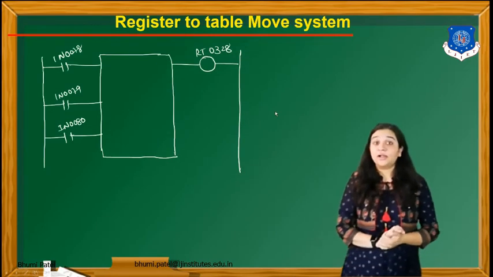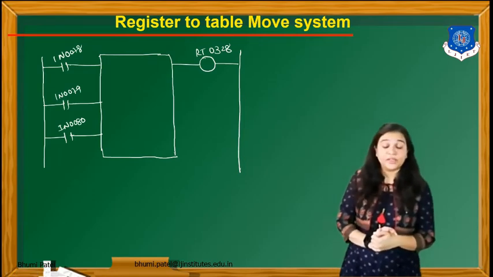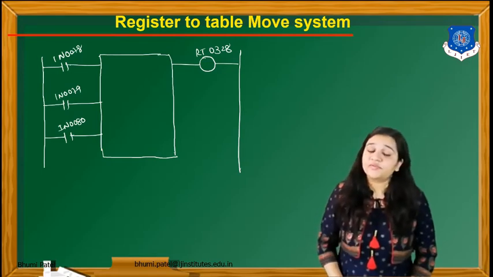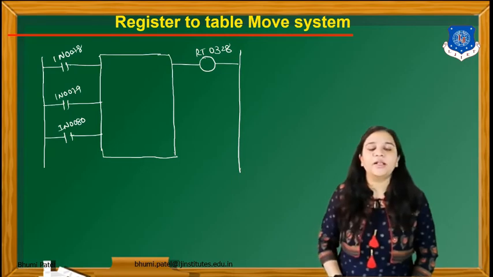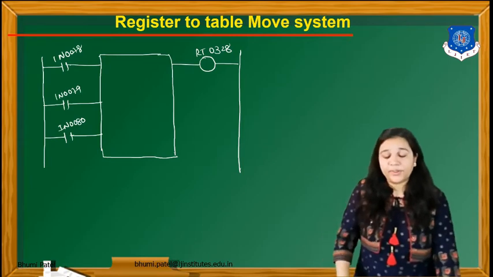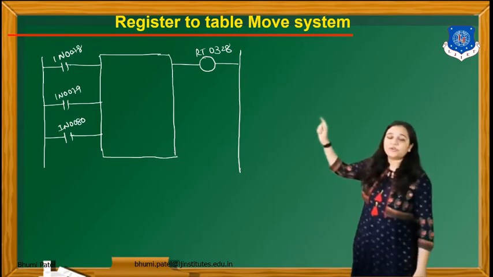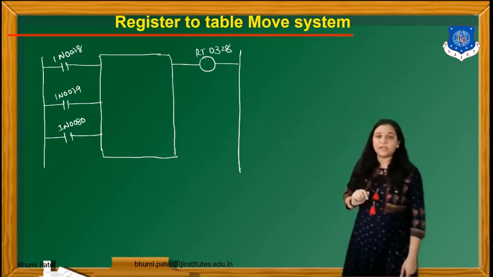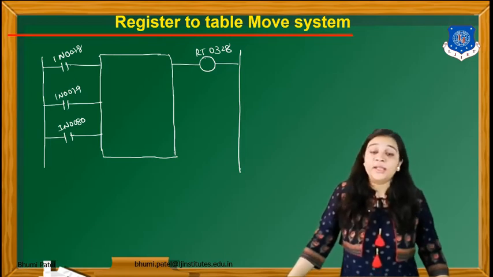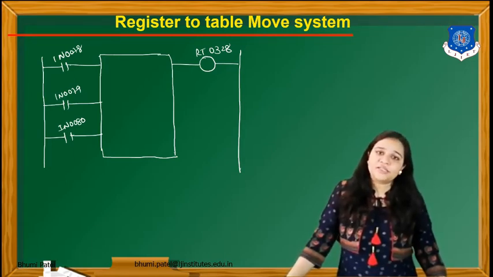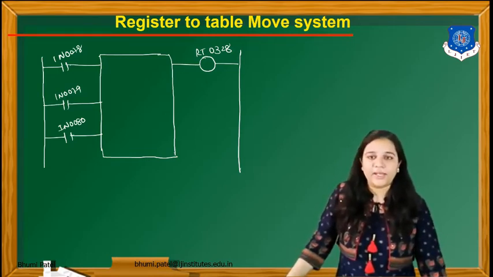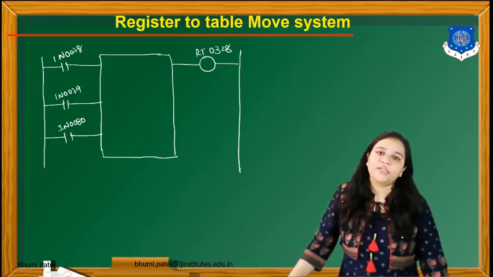The next one is the register to table move function. In the first case, we transferred table to register. Now we have to transfer a fixed register to multiple table locations. So again we take 3 inputs, step, enable and reset, that is IN0078, IN0079 and IN0088. Now the function of the table to register is TR, so for register to table we have to write RT0328.